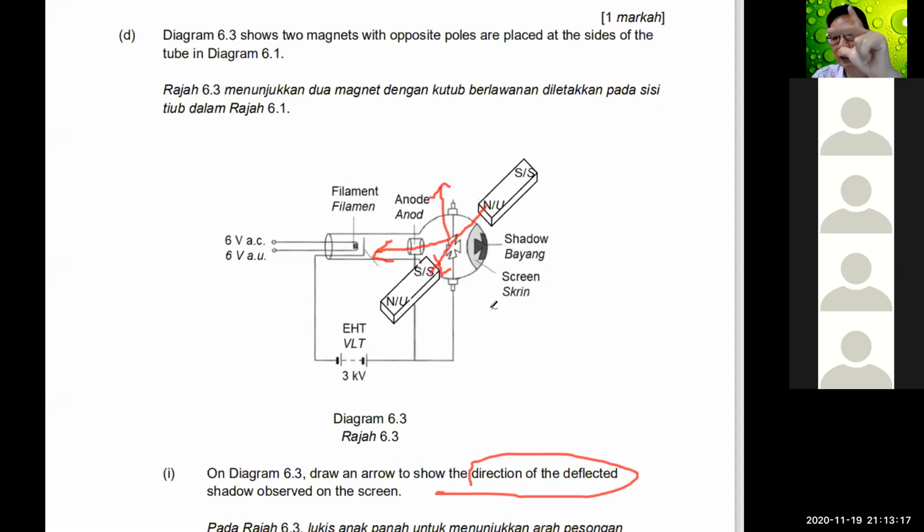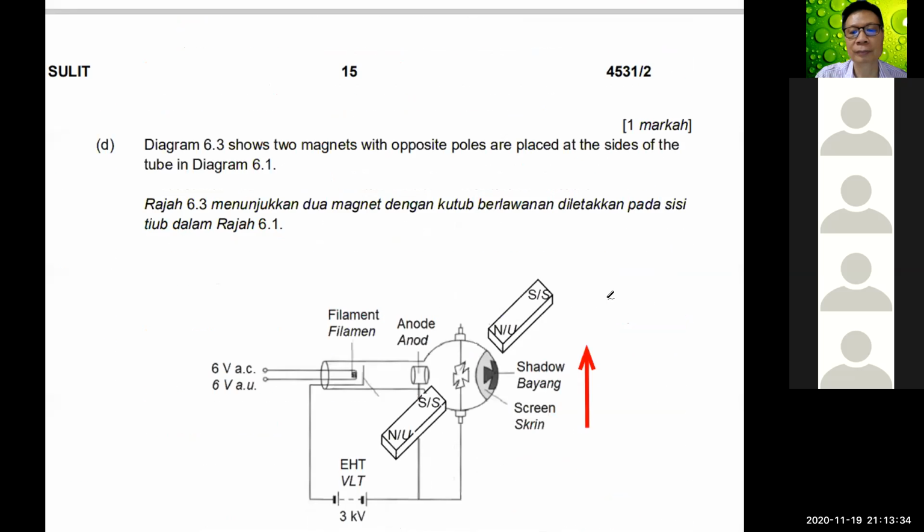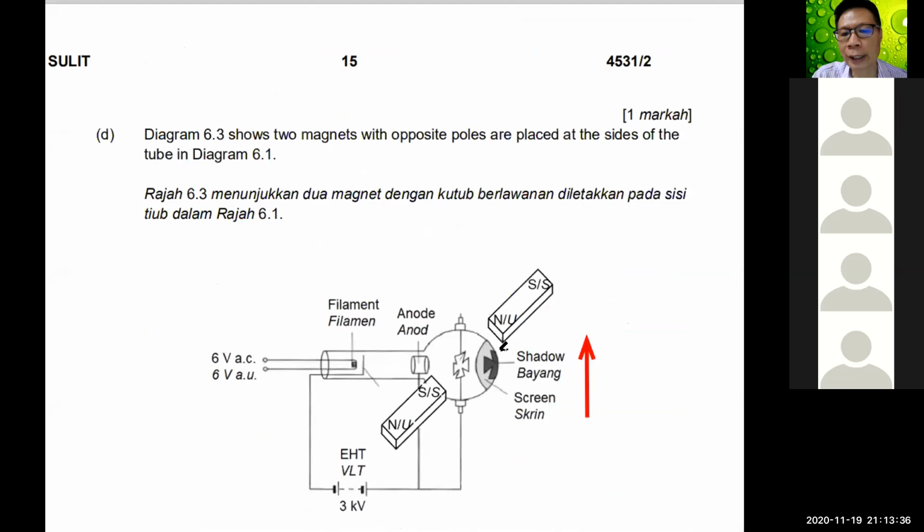Left hand, Fleming's. Slow. First finger follows the magnet, second finger follows the current. So you turn your hand now. Then finally you will see your thumb point up to the sky. Okay, then the answer is here. The arrow goes up, so meaning that this shadow will go up.